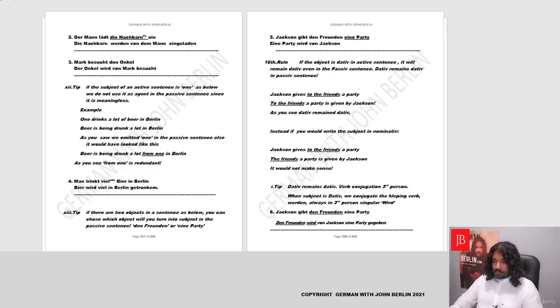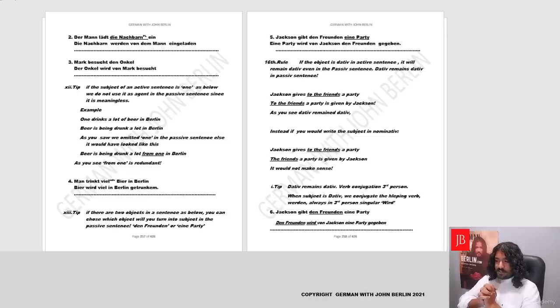Very good. To whom? To the friends. Dative, dem, der, dem, den. It's already written. Den Freunden. So we'll repeat. Den Freunden. Yes, eine Party wird von Jackson den Freunden. The main verb is to give, geben. Now, if you remember, its perfect form is a little different. It's like we add a ge to geben and we say gegeben. Yes, very good. Einfach. Simple. So eine Party wird von Jackson den Freunden gegeben. A party is being given by Jackson to the friends.